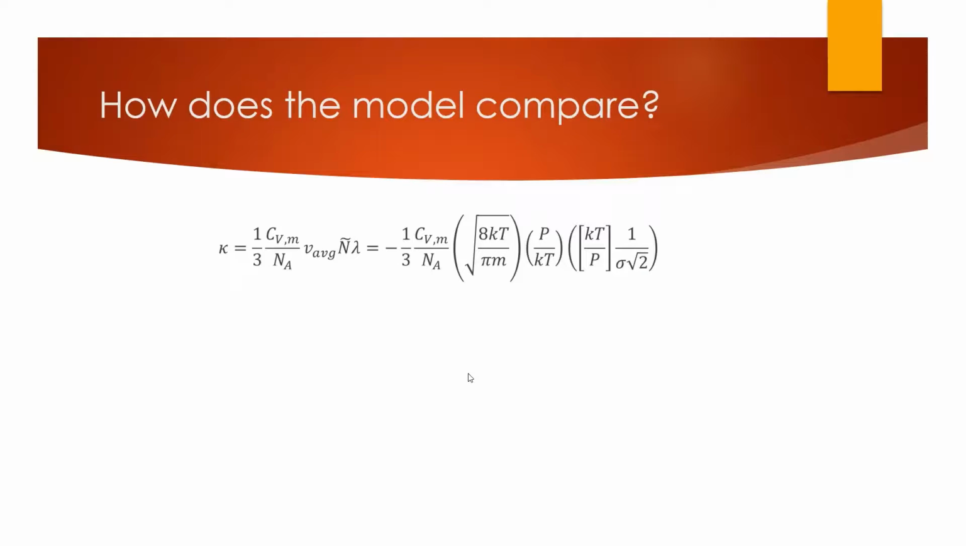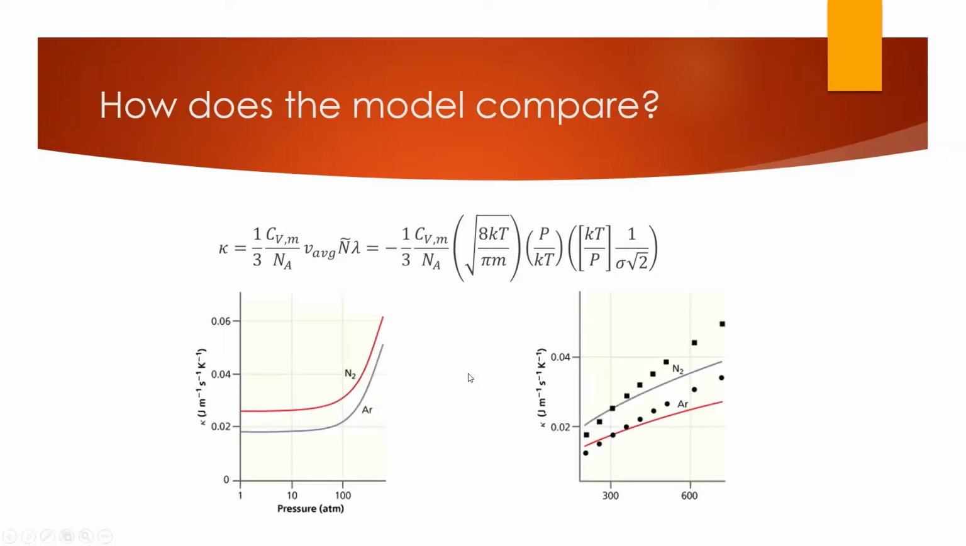So how does this model do? Well, looking at the data here, we can see that the model is borne out to some extent in reality. If we look at nitrogen and argon, a diatomic and a monatomic gas, both gases are relatively pressure independent for a large range of pressures. From about 1 atmosphere to maybe about 50 atmospheres, these gases have a relatively pressure independent thermal conductivity. And then over a pressure of about 50 atmospheres, the thermal conductivity starts to increase.